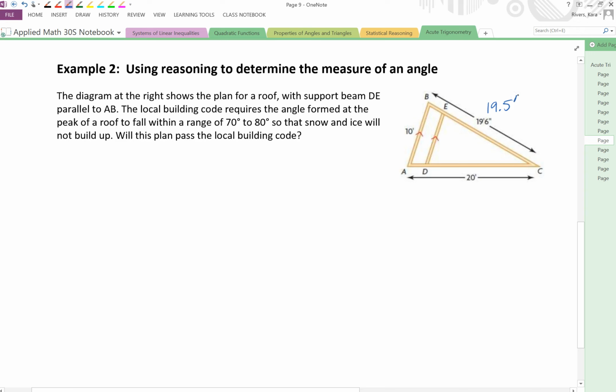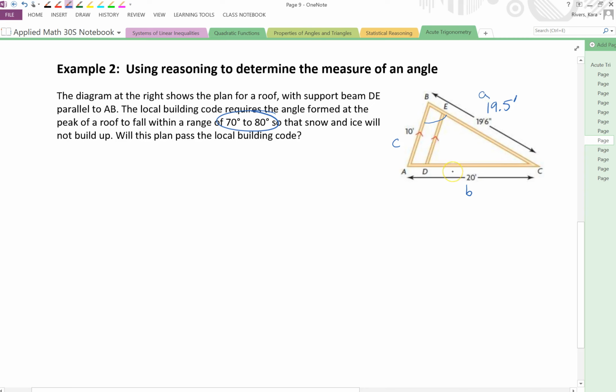My second step was to figure out what exactly they were asking me to solve for. So they're saying the angle formed at the peak of the roof. So that's between these two lengths here. So that would be angle B. This is what I'm solving for. And I'm solving to see if it fits that building code of between 70 degrees and 80 degrees. So solving for angle B here, let's label our triangle. So angle B, side B, angle C, side C, angle A, side A.